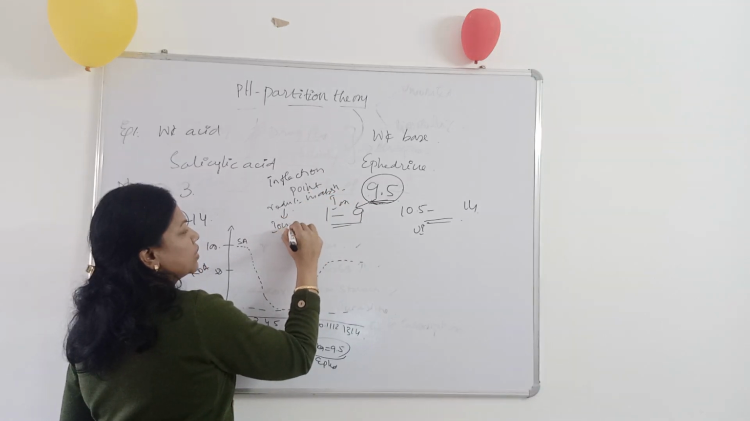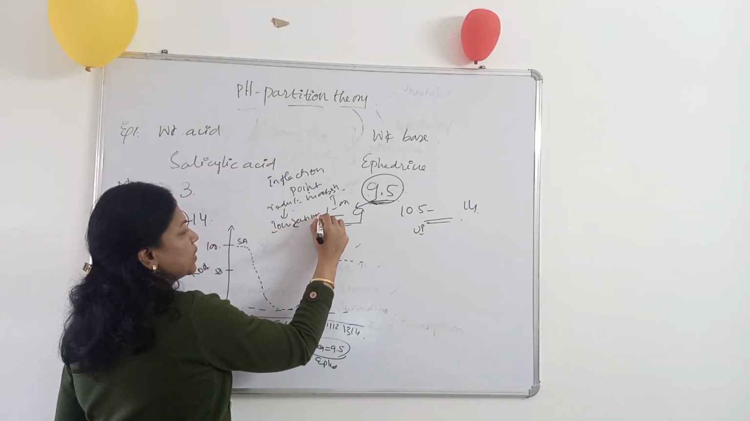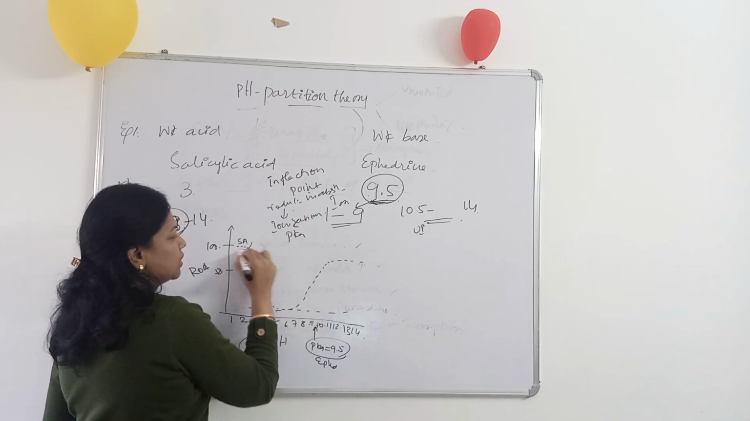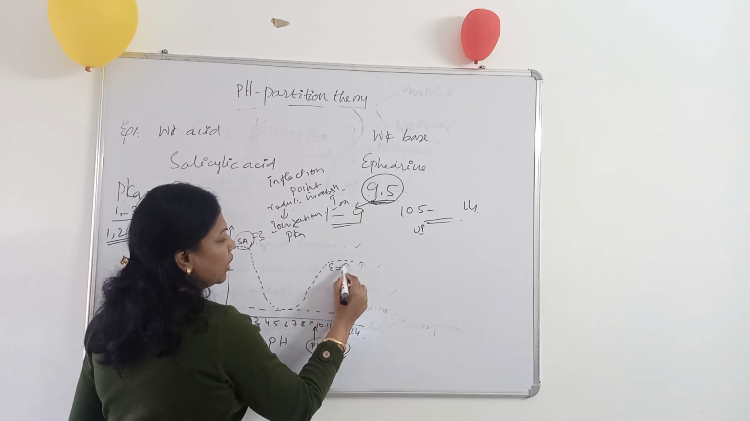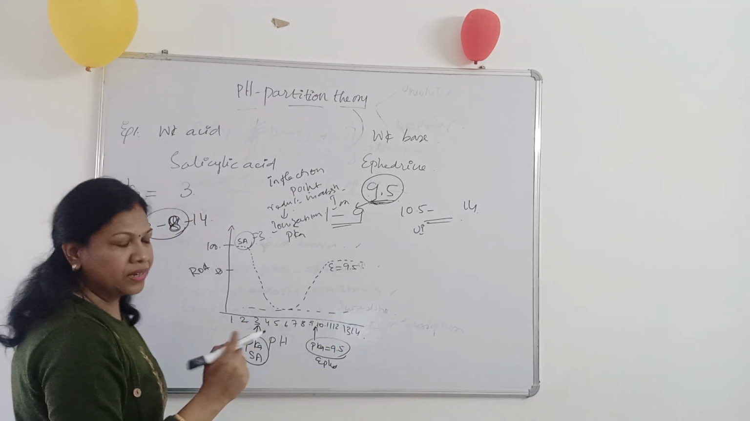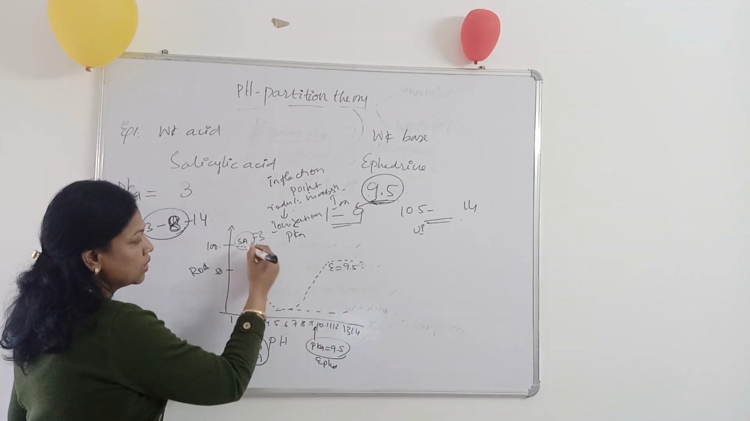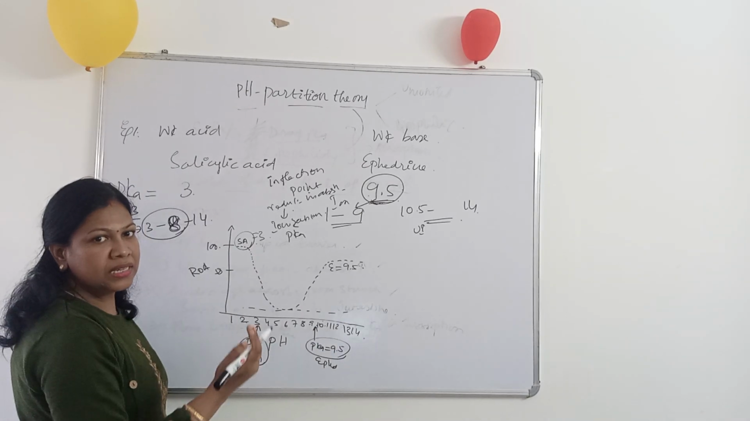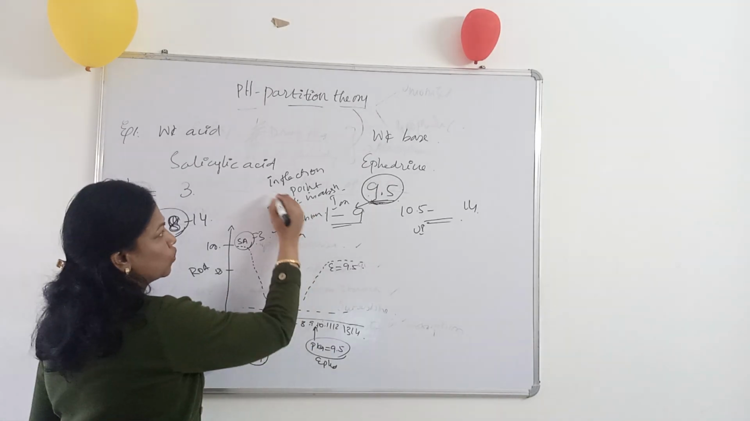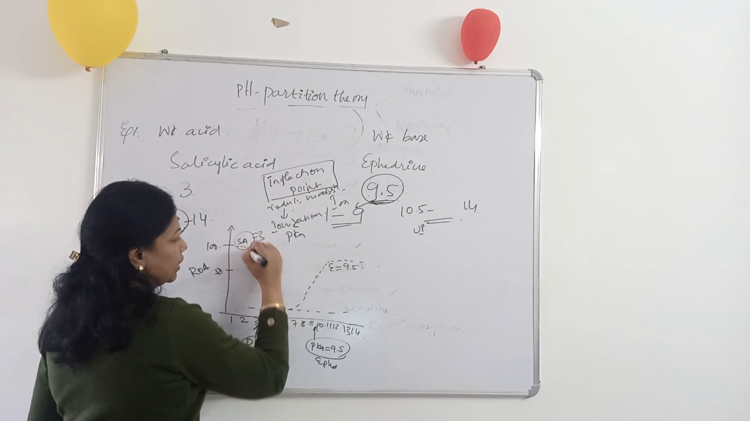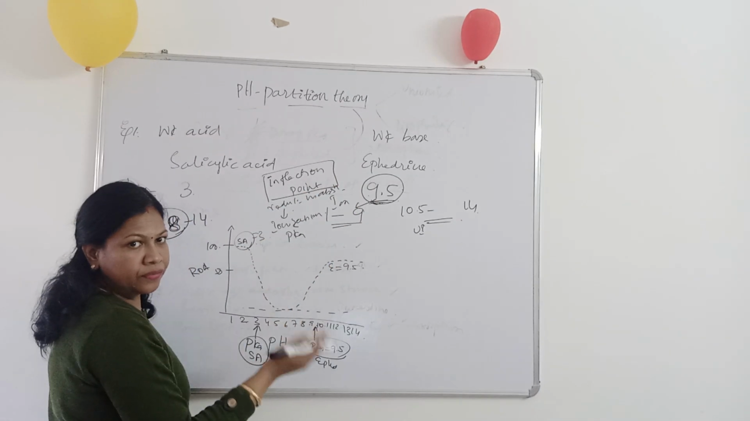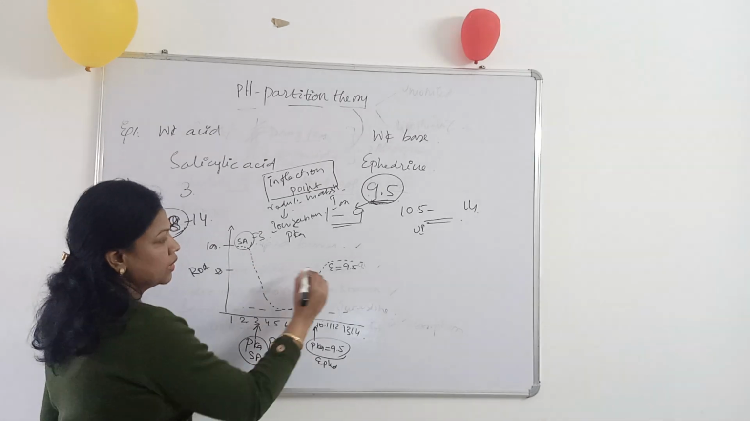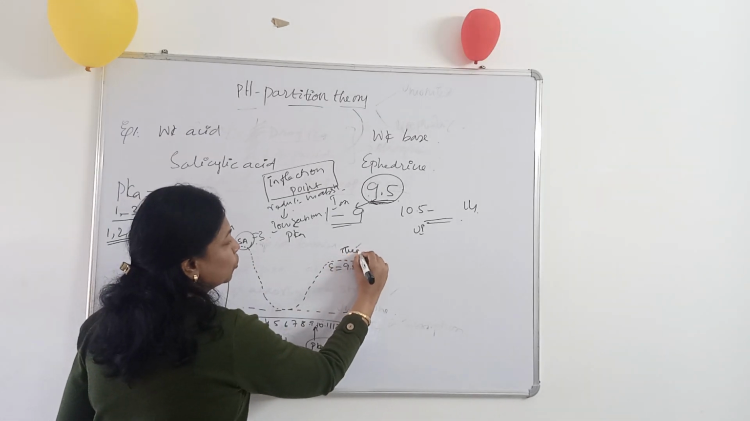Because of ionization. Ionization takes place at the pKa, that is 3 in case of salicylic acid and 9.5 in case of ephedrine. So the ionization starts, so there will be a reduction in the absorption rate, which will be shown by this inflection point, that is the dip in the curve, because of reduction in absorption. This is predicted by the theory.